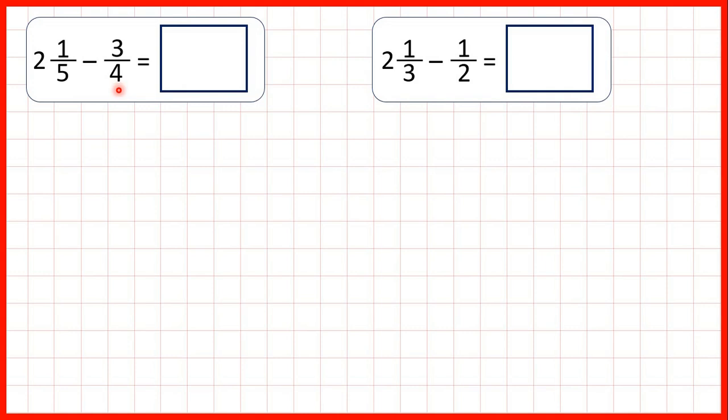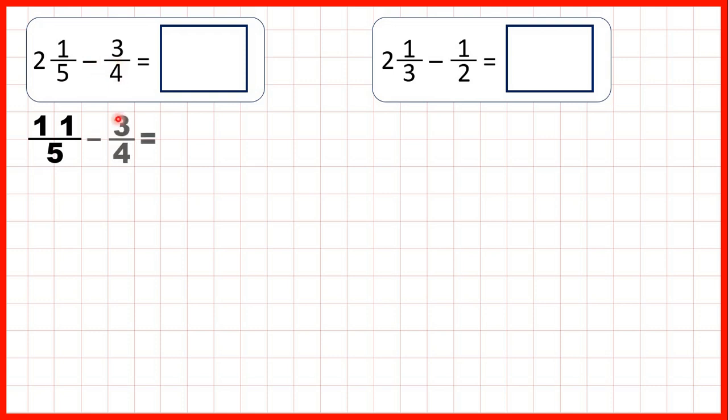Now we're subtracting a fraction from a mixed number, but this time we're going to get our answer by first changing the mixed number into an improper fraction. Remember, to change a mixed number to an improper fraction, we multiply the whole number by the denominator and then add the numerator. So 2 times 5 is 10, plus 1 is 11, and the denominator stays the same, so that's 11/5 as an improper fraction.